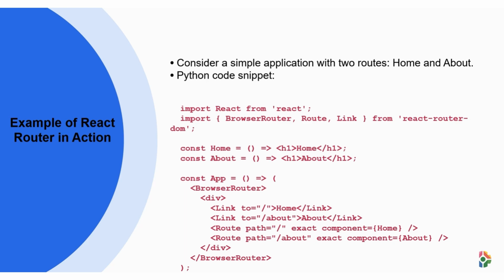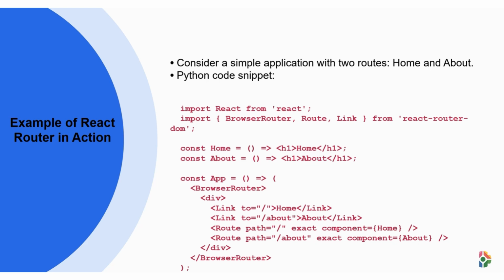The main component, app, is a functional component that includes a BrowserRouter component from React Router DOM, wrapping a div containing link components pointing to the home and about routes. Additionally, it includes route components for each route. The exact attribute ensures that the routes match precisely.